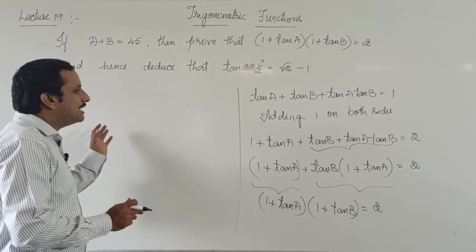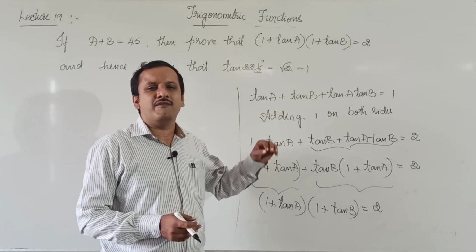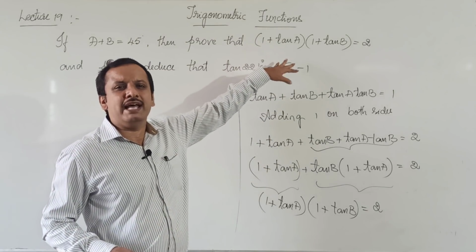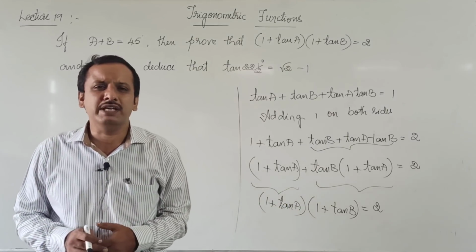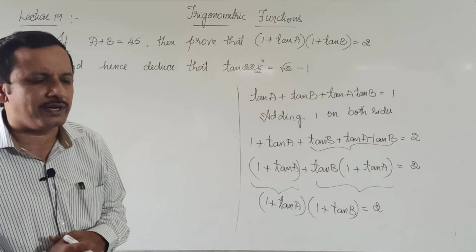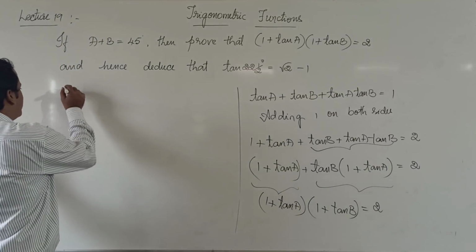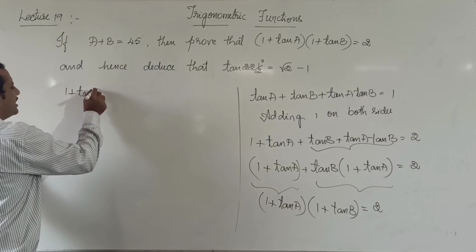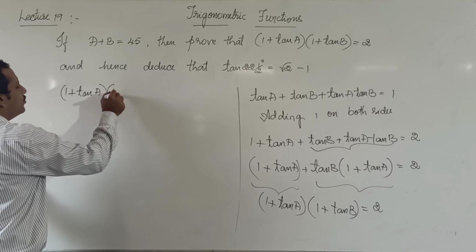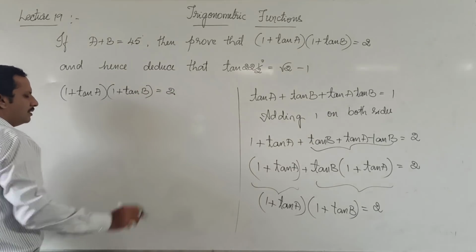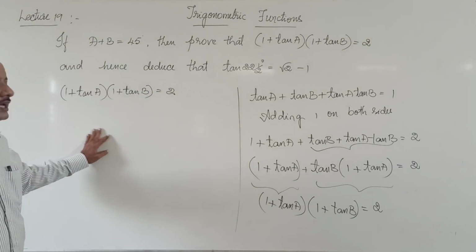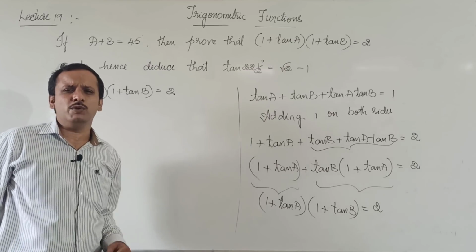See here, if the question says and hence deduce that, that means after proving this result, with the help of this result, we have to show that tan 22.5 degree is equal to root 2 minus 1. So, by making use of this result, 1 plus tan a into 1 plus tan b is equal to 2, this is what we have. Now, with the help of this, we have to show that tan 22.5 degree equal to root 2 minus 1.